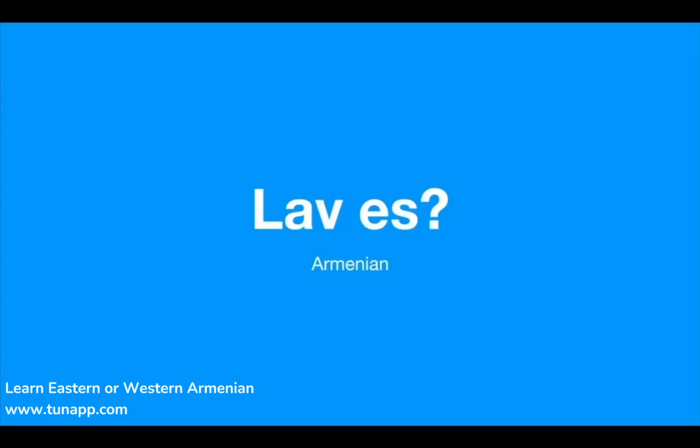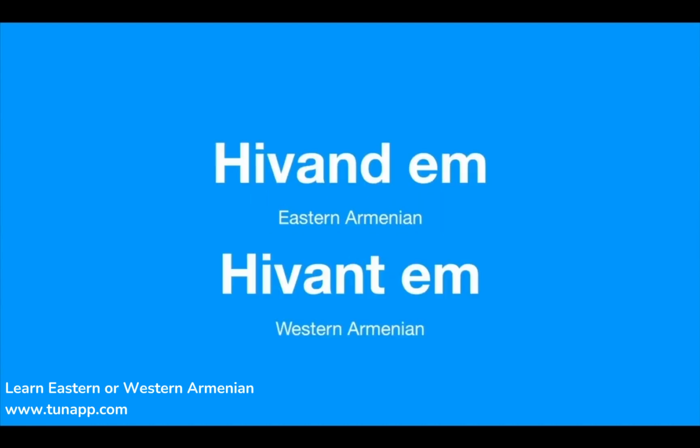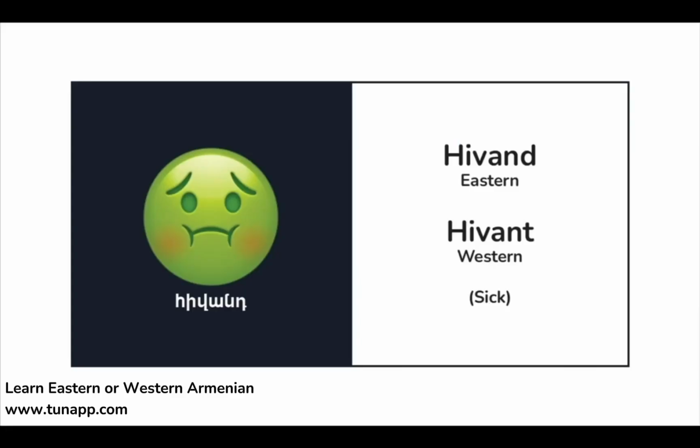Okay, let's try another one. Laves. Hivandem or hivantem. How are we here? The word on the screen doesn't mean happy. Do you remember what it means? Sick. Hivand in Eastern Armenian is the word for sick. In Western Armenian, we use the word hivant. Almost the same, but with a slightly different pronunciation. Hivandem or hivantem. I am sick.